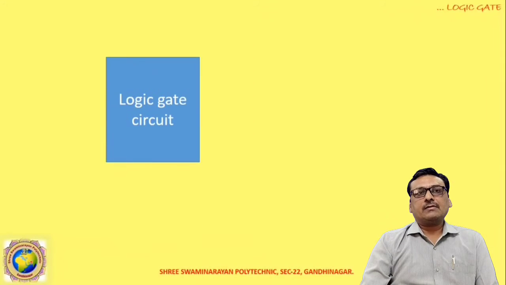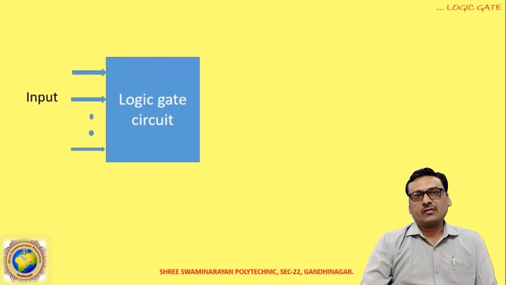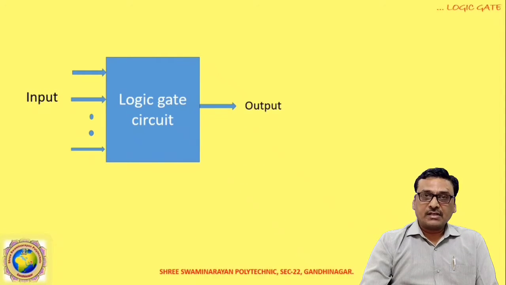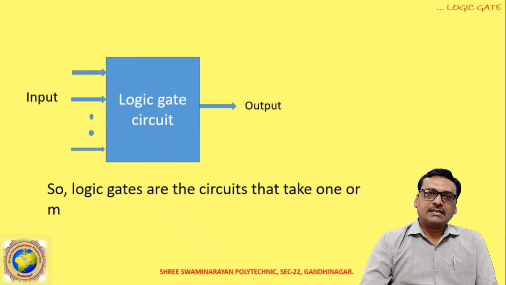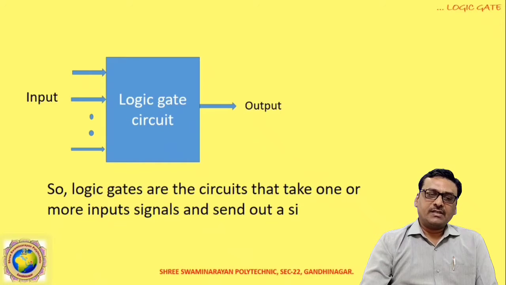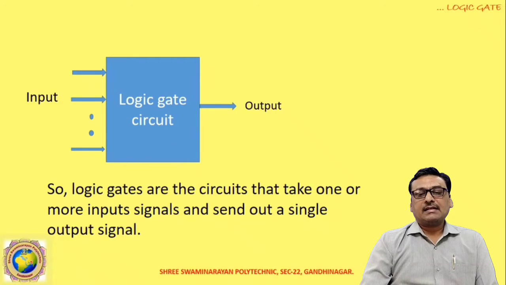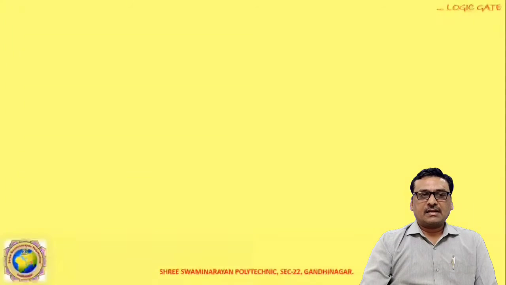Now the logic gate circuit is called a black box. It is a square black box having various inputs, and the output is only 1. This is the basic fundamental of a logic gate circuit. There can be one or more inputs, and the output is always one, either 0 or 1, and it will be checked. Logic gates are circuits that take one or more input signals and send out an output signal. Now we start with the list and explain the working of the logic gates.